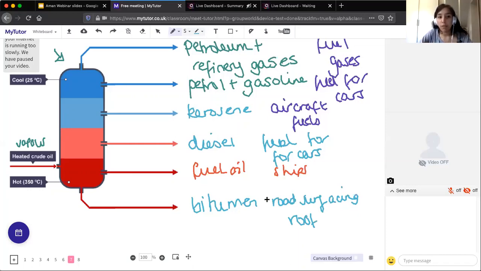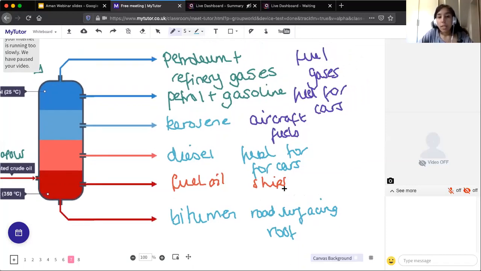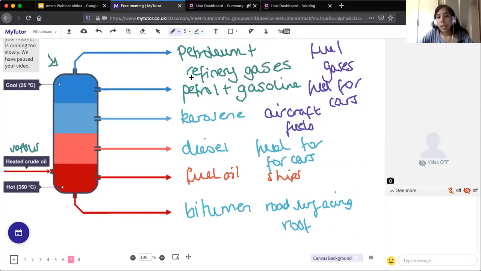So road surfacing and for roofs. So the 6 fractions we need to know: petroleum and refinery gases at the top, petrol and gasoline comes off second, kerosene, then diesel, then fuel oil, then bitumen.